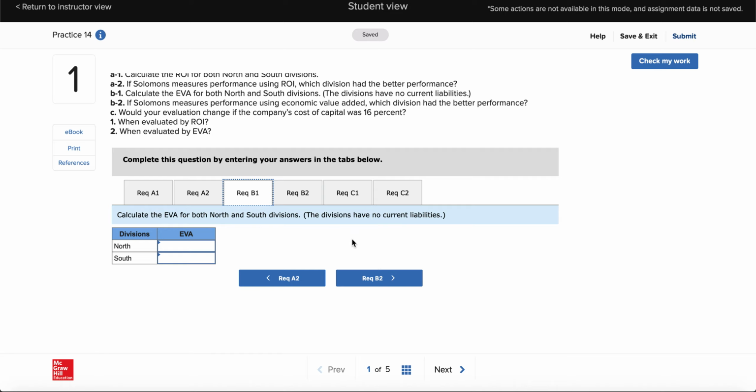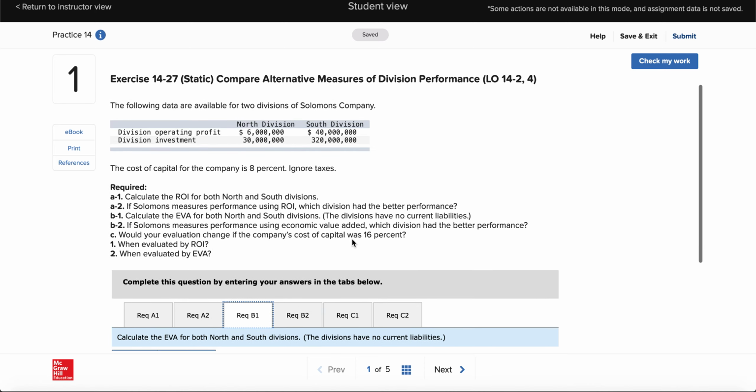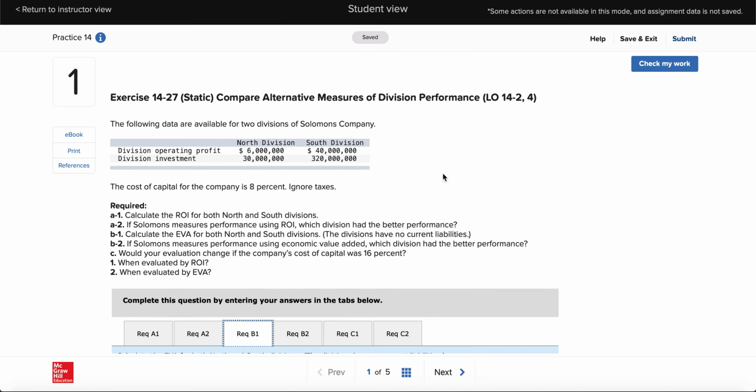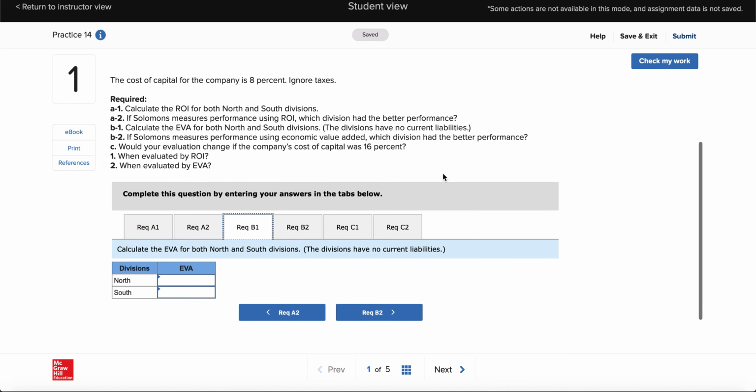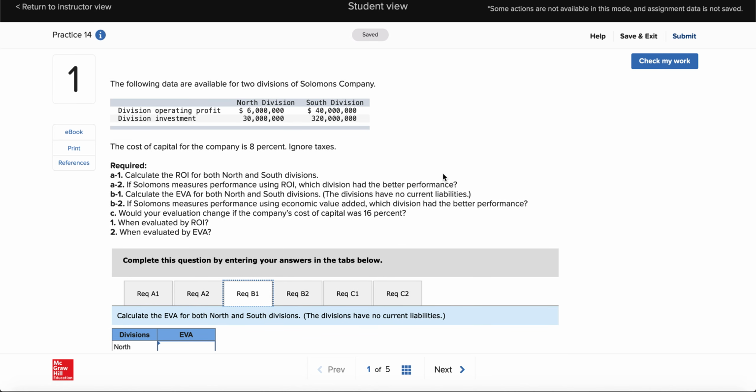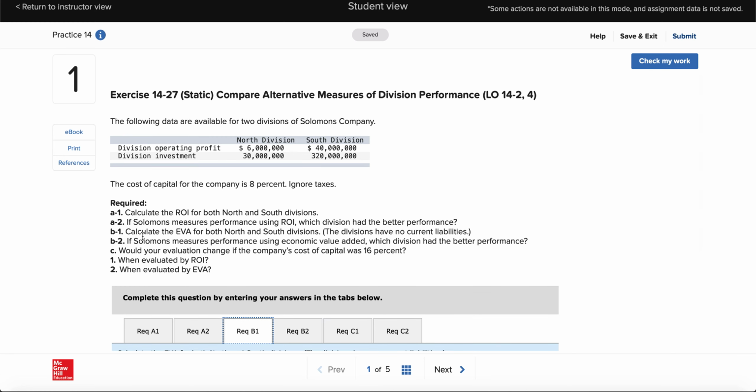Requirement B1 asks us to calculate the EVA for both of these instead of the ROI. So if we're looking at EVA, we're talking about how much more operating profit is than the percentage of our cost of capital times the investment. So the cost of capital in this case, I believe, was 8% somewhere. Where did I see that cost of capital number? Here it is, 8%. We want to take the 8% and multiply it times the investment amount.